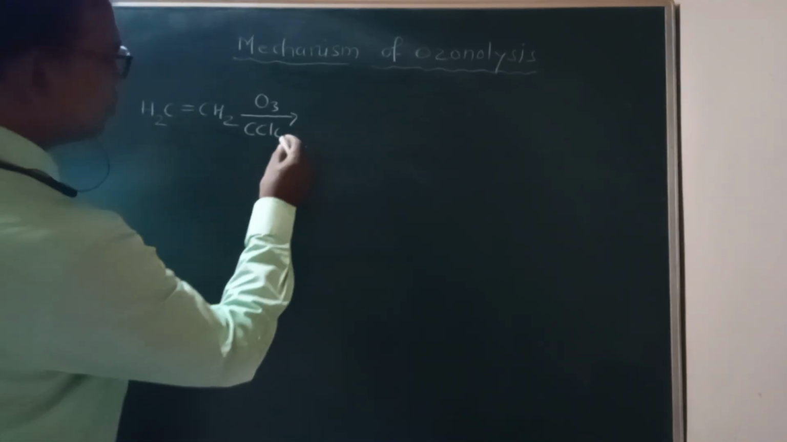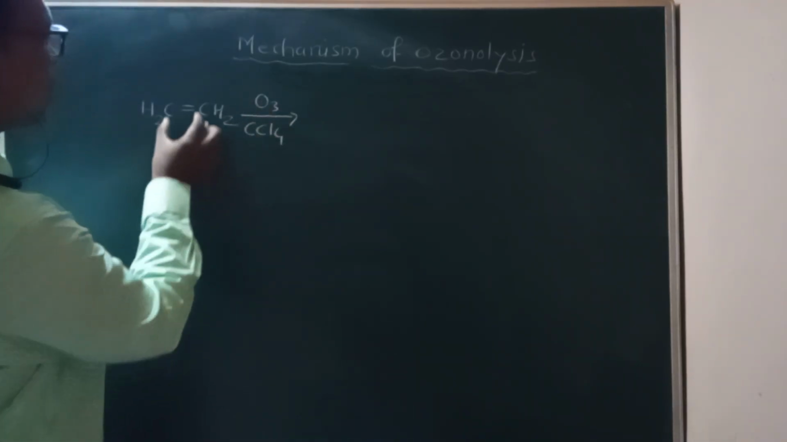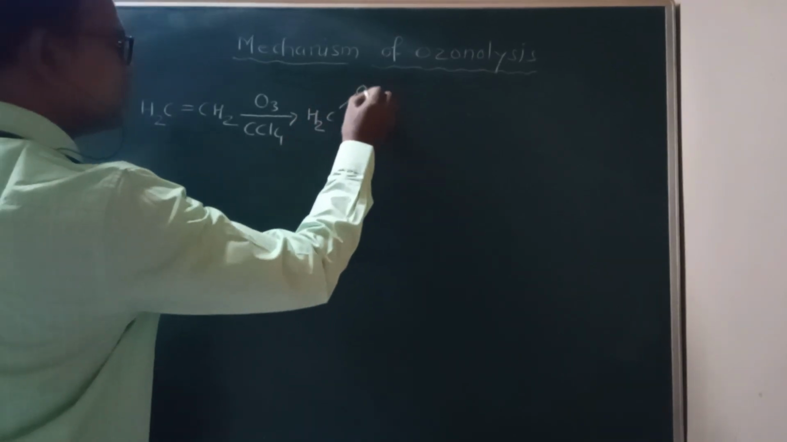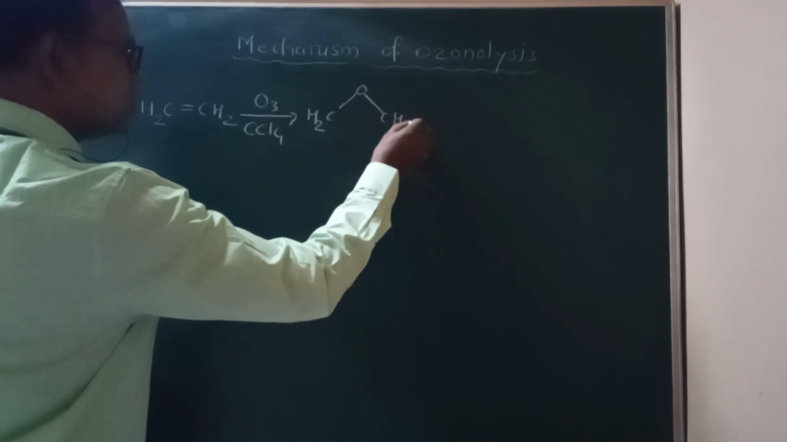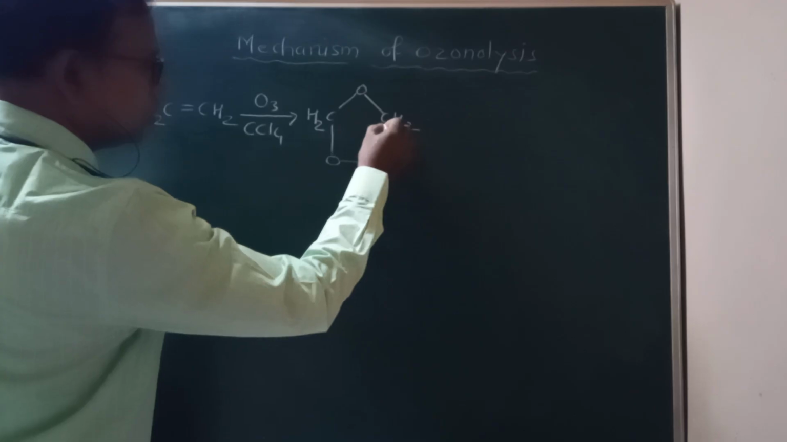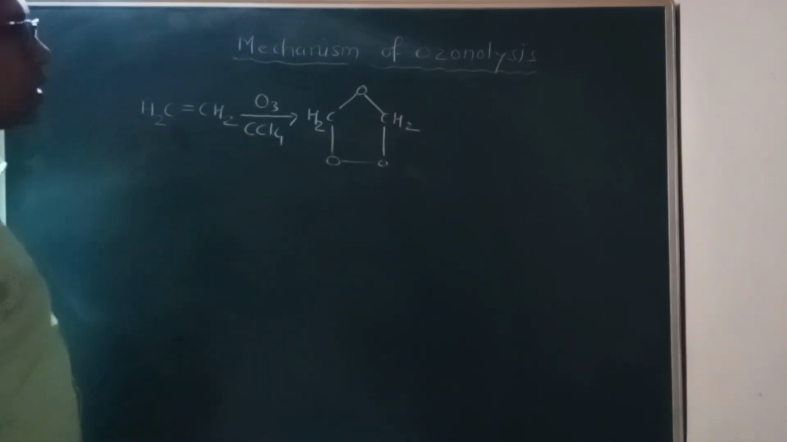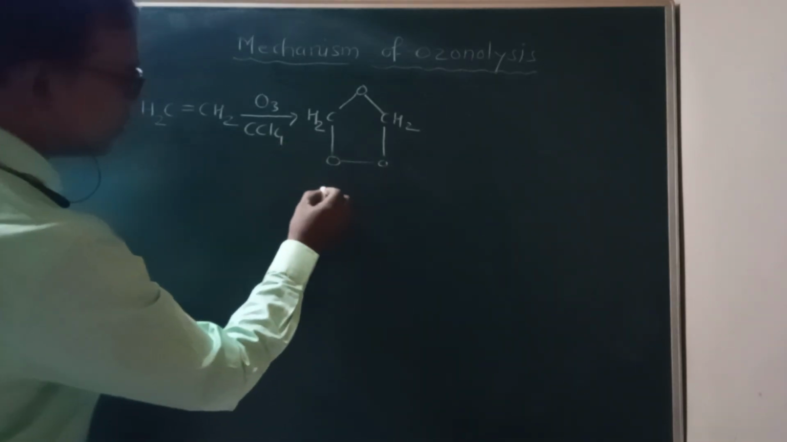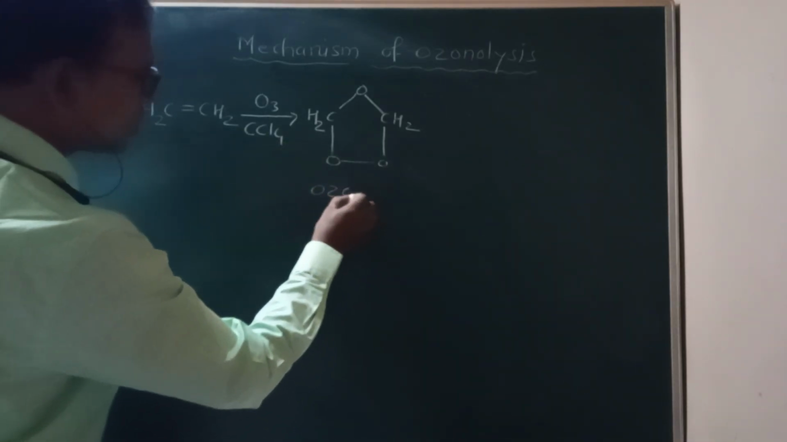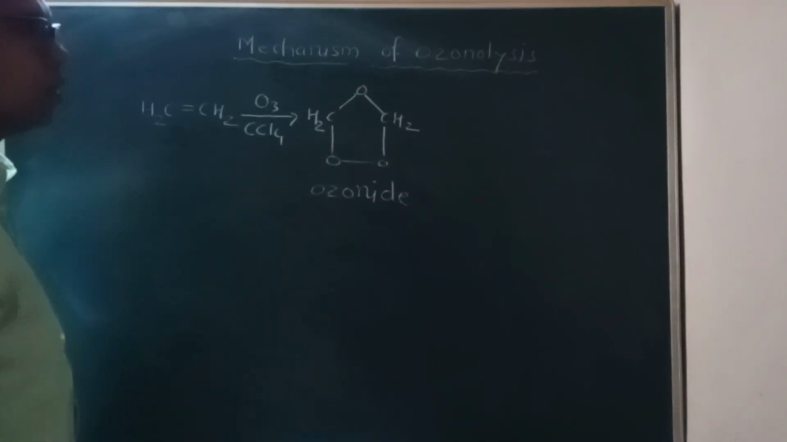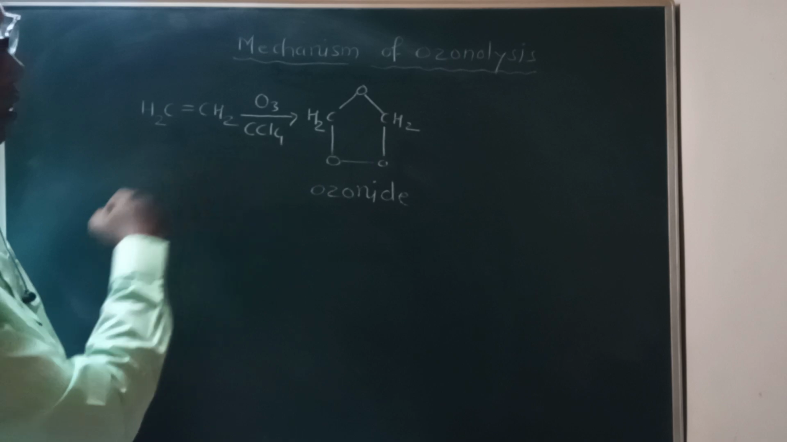Now addition always occurs across the carbon-carbon double bond. So you get this CH2, you get a hut-like structure. One molecule of ozone can break two covalent bonds. So both these carbon-carbon bonds undergo cleavage, resulting in this intermediate compound, and we call this intermediate compound an ozonide. So it is the ozonide of ethene or ethylene, ethylene ozonide.